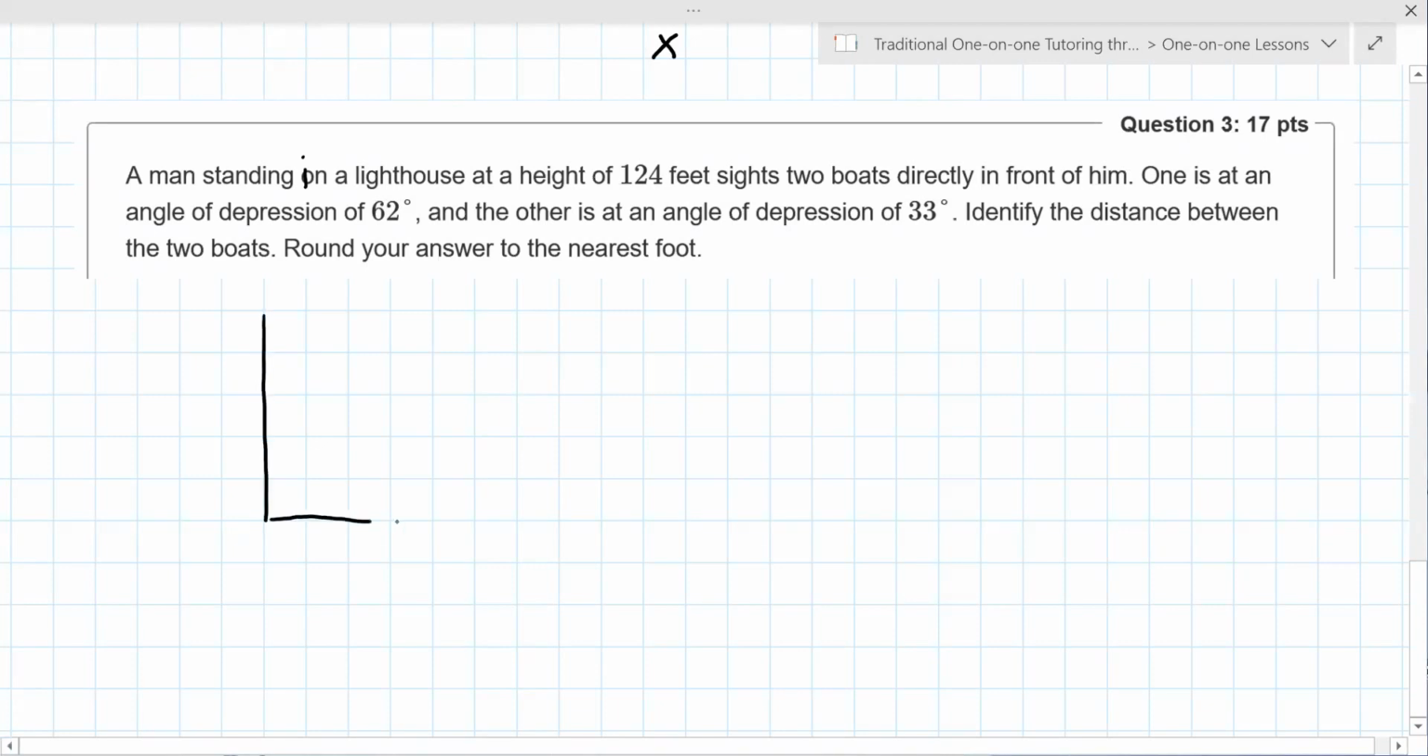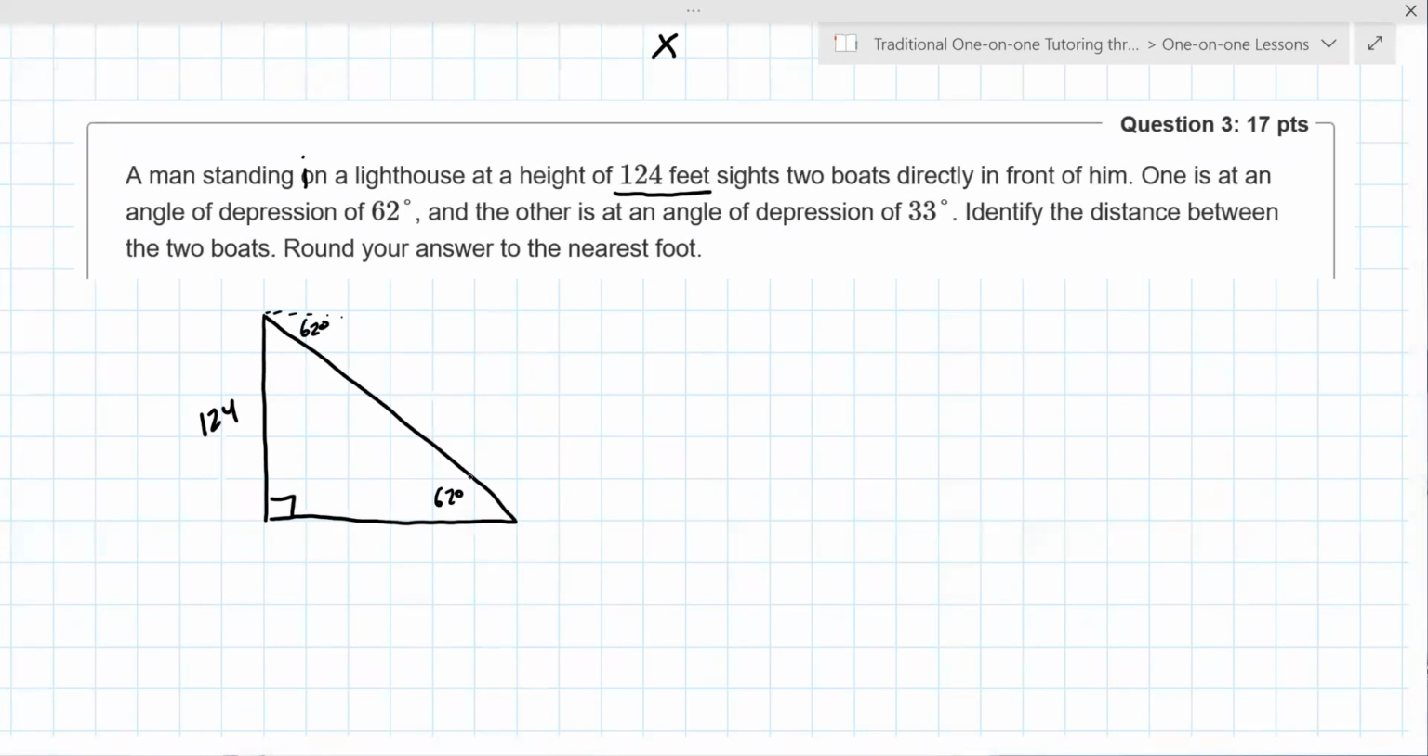So in the first scenario, this is 124 feet. Do you agree with that? That's the height. And the first one has an angle of 62 degrees. So this is also 62 degrees. You agree with that? Yes. Okay. Now we want to find this distance right here. So we're going to use tangent again. Tangent of 62 equals 124 over x.